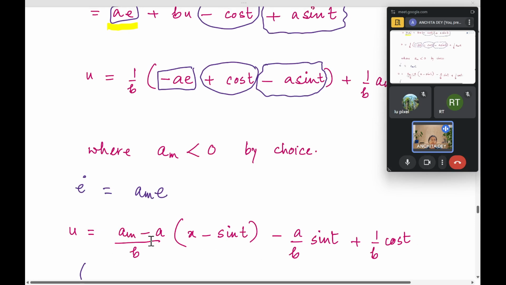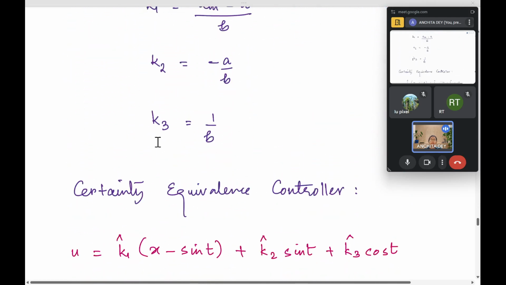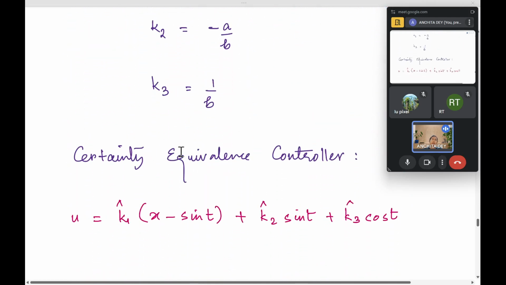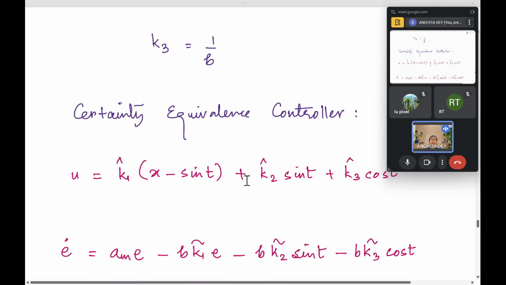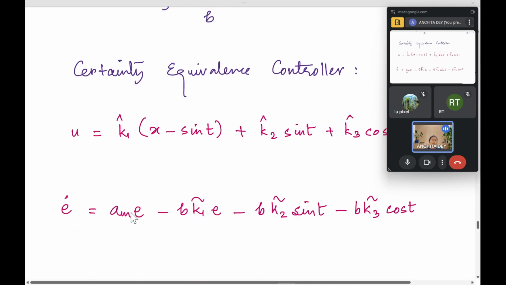So now this is your K1, minus A by B is your K2, 1 by B is your K3. Now since you do not know this, what would be the certainty equivalence controller? It would be the same thing, except now we will have the hats here. And if you have the hats here, you can simply replace this input into the E dot expression, and then use these matching conditions to come up with this expression.